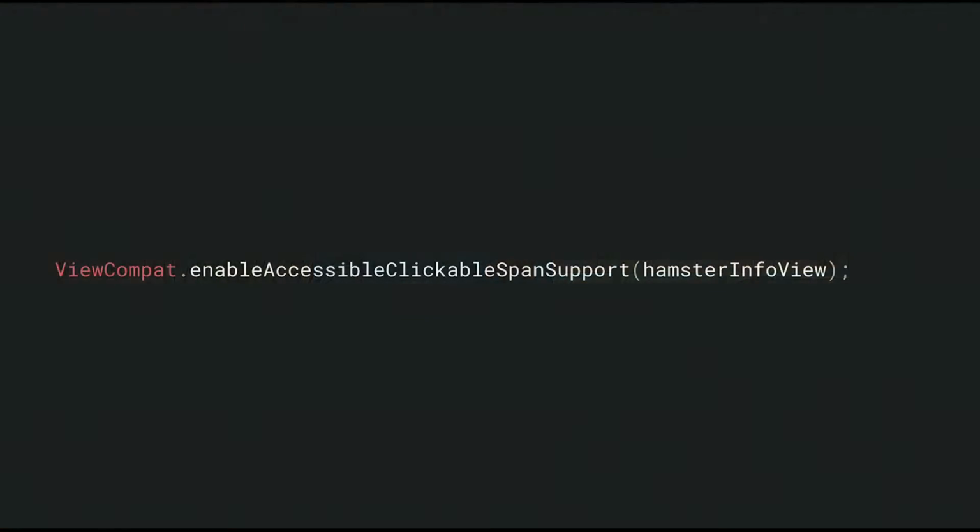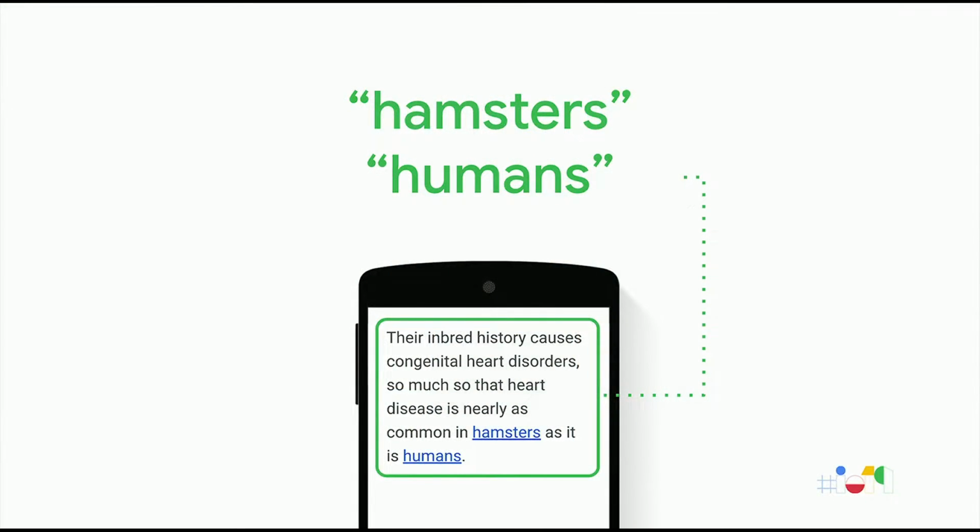All you do for a text view which contains these non-URL clickable spans is call ViewCompat.enableAccessibleClickableSpanSupport. Pass in the text view or the view that contains these spans. Now, our users all the way back to API 19 will know that these links exist and will be able to successfully activate them.